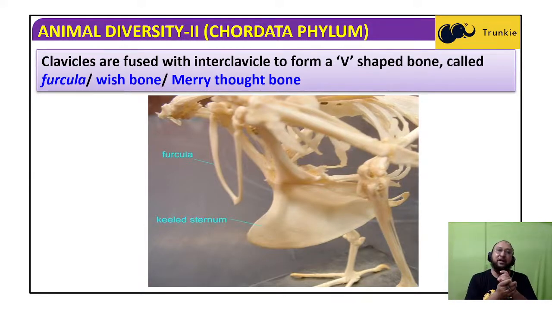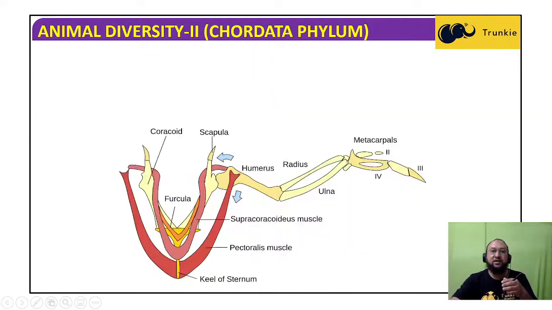You may remember this, it's also called the wishbone or furcula. The sternum, or keeled sternum, is the structure where the flight muscles are attached. The coracoid and scapula are also present in the chest region. Then the humerus, which is the first bone in the forelimb, and the radius and ulna.